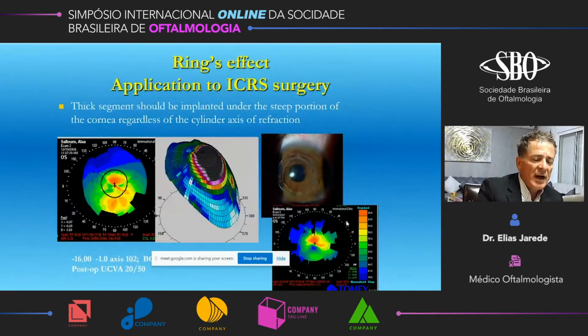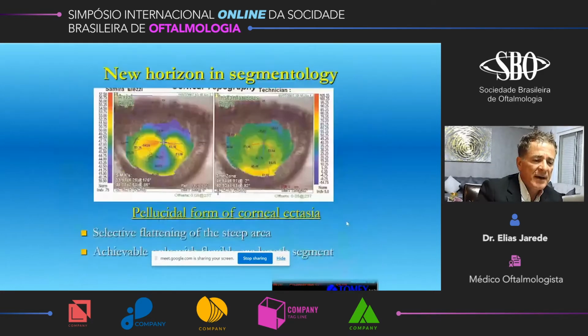So our topography-guided approach, which is concluded from our understanding, implies that the steep ring, the thick ring, has to be implanted under the steep area. Looking at this case with very unconventional pseudo-like keratoconus and low corrected distance visual acuity, whenever we plan to implant a ring, it has to be under the steep zone.